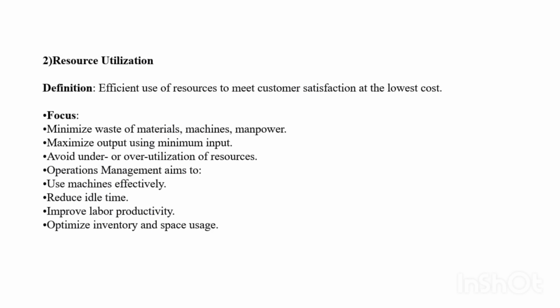So the input output ratio is known as efficiency. So for example, if one worker makes 20 shirts in 8 hours, after training, the same worker makes 30 shirts.